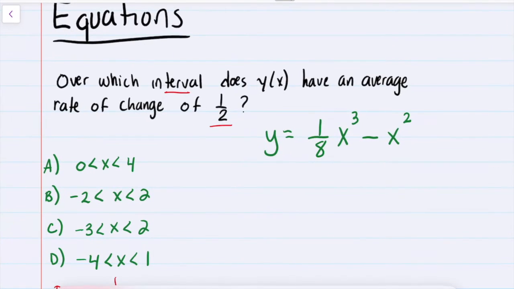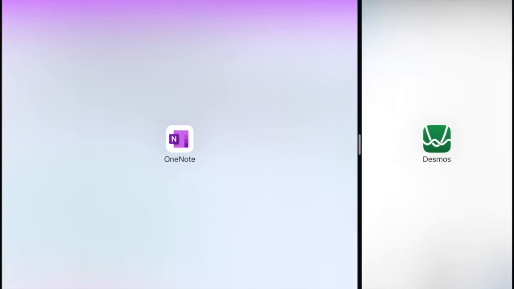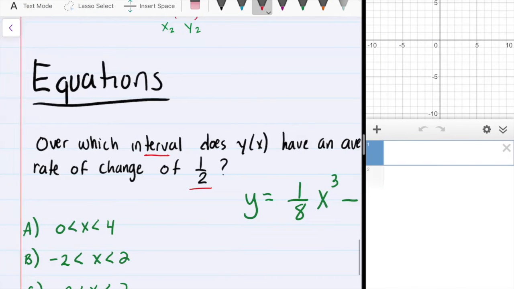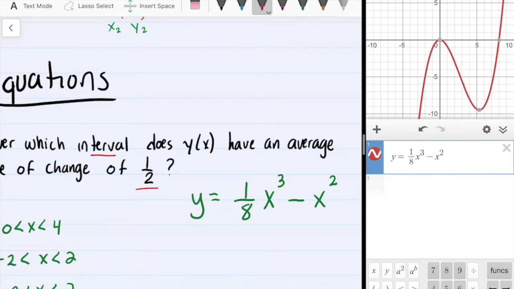So I'm going to go ahead and get Desmos out. Oh, look at the color. So I'm going to use Desmos to help me find the points. So if I were to write my equation, that's y equals 1 over 8 x to the power of 3 minus x squared. Notice that's my graph, guys.